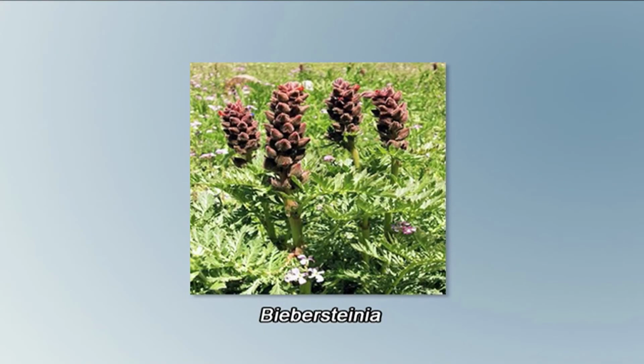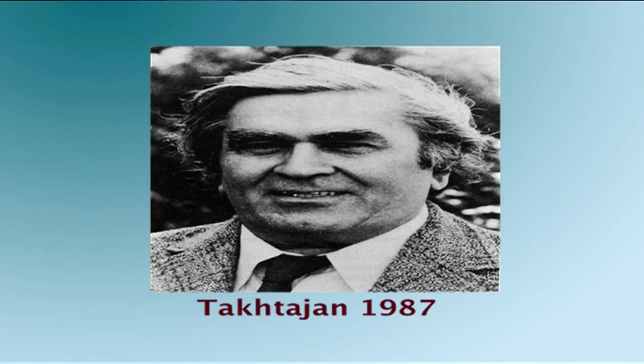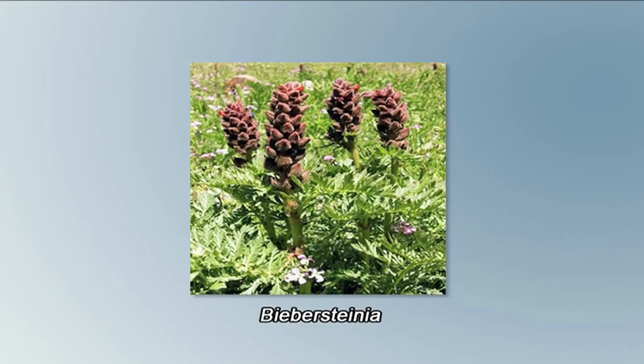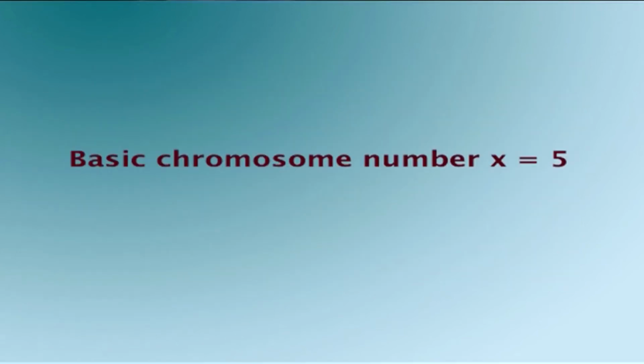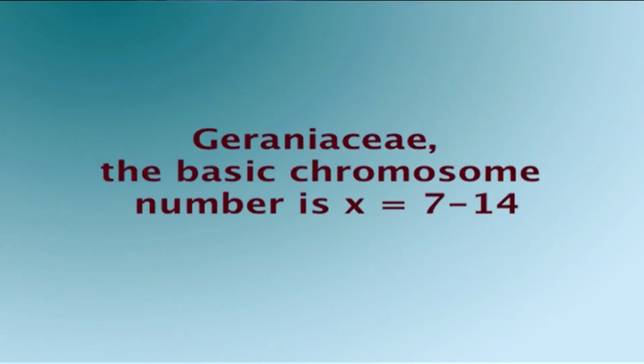The genus Biebersteinia was earlier included in the family Geraniaceae. Takhtajan, 1987, recognized a separate family Biebersteiniaceae for the genus Biebersteinia on the basis of the presence of endosperm and basic chromosome number x = 5. In Geraniaceae, the basic chromosome number is x = 7 to 14.